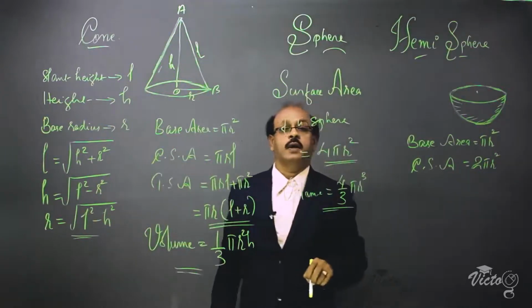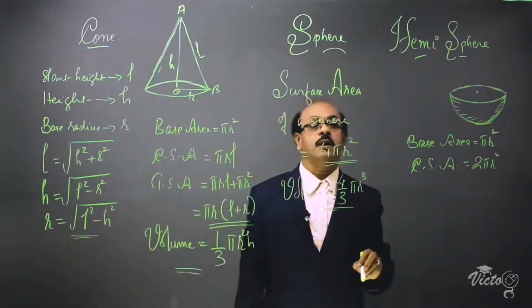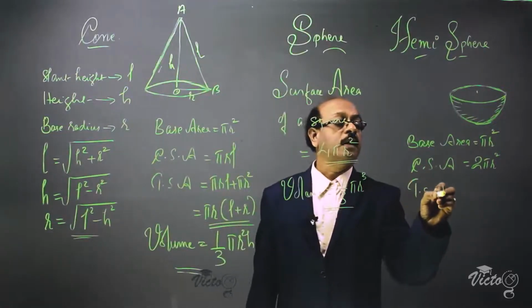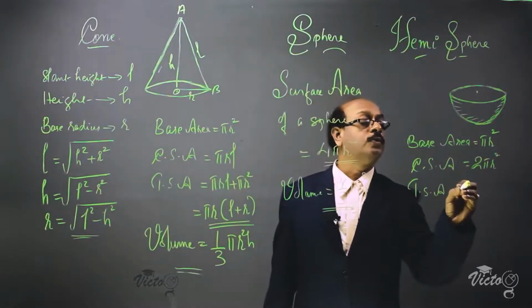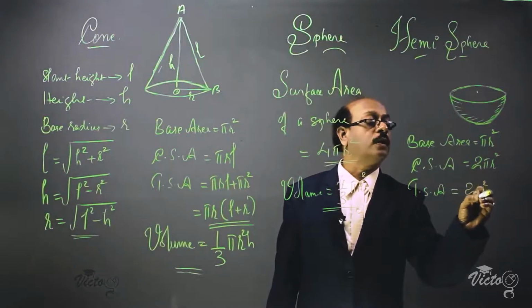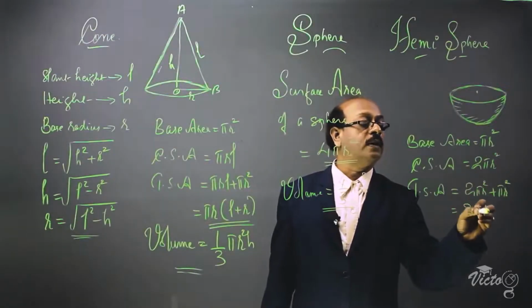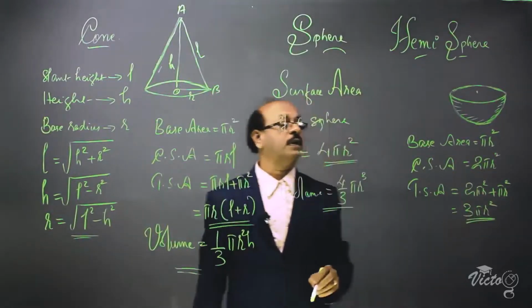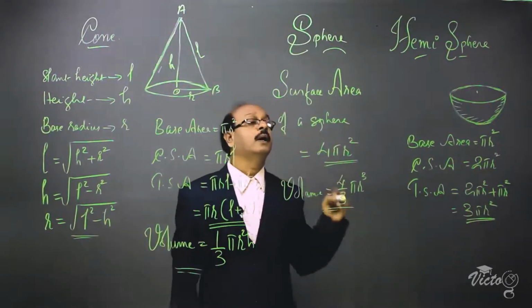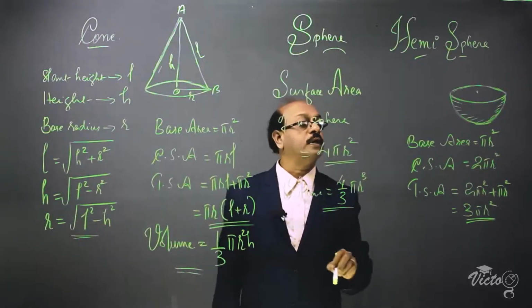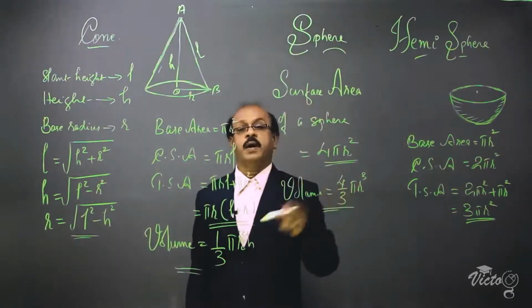Adding these two areas, we get the total surface area of a hemisphere, TSA. Total surface area is equal to 2 pi r square plus pi r square, which is equal to 3 pi r square. Remember, the curved surface area of a hemisphere is 2 pi r square and the total surface area of a hemisphere is 3 pi r square.